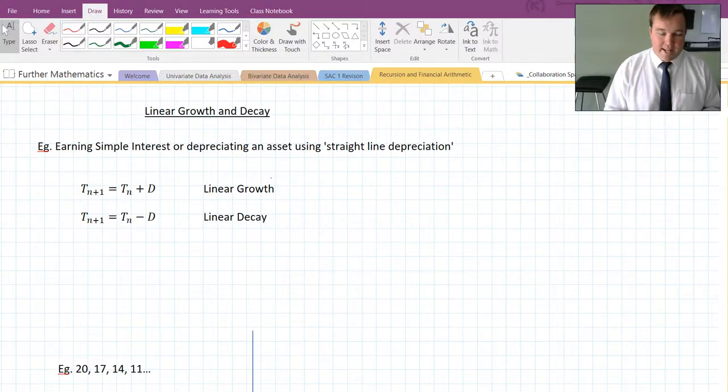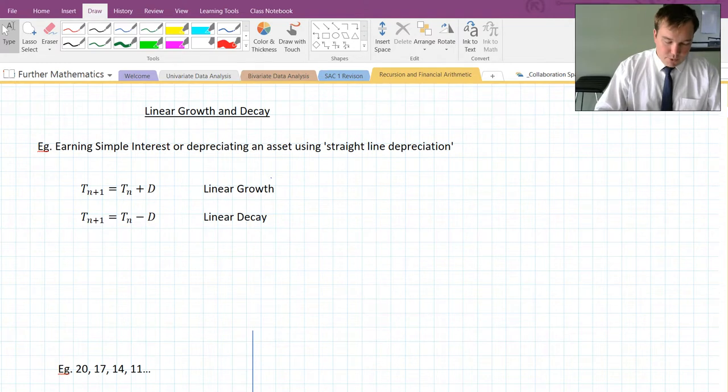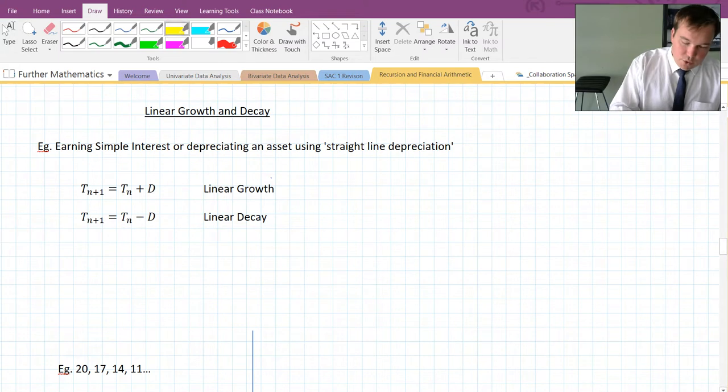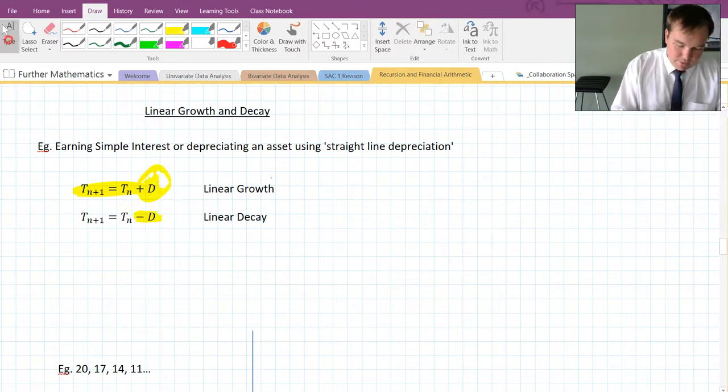Today we're going to look at linear growth and decay and how we can use recursion relations to model linear growth and decay. Now, we use recursion to model simple interest equations or where an asset depreciates using the straight line method, meaning it depreciates by the same amount each period. And the two broad models we use are for linear growth, we get from one term to the next by adding a common difference. Linear decay, we get from one term to the next by taking a common difference.